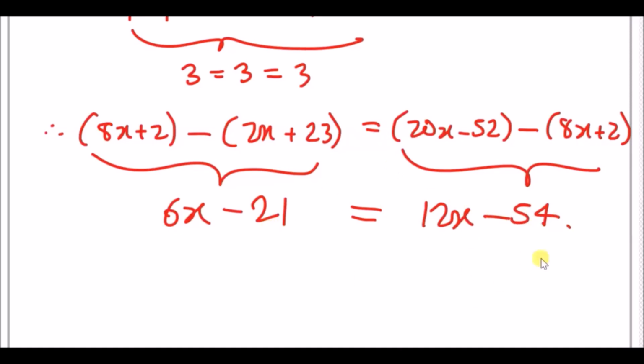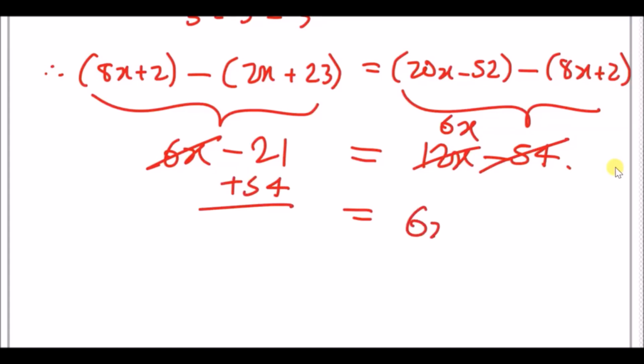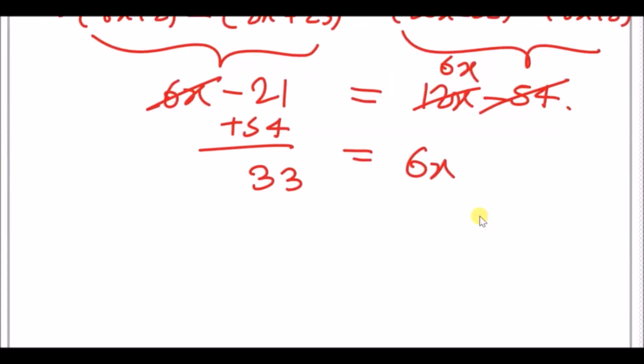So what we could do is make x the subject. So let's make x the subject on the right hand side, because you've got 6x which is smaller and 12x which is bigger. So subtracting 6x, this will disappear and this will drop to 6x. Adding 54, this will disappear and you add 54 here. So we're going to have 6x here. 54 minus 21 is 33. Now we want to divide this by 6. So x is going to equal 33 over 6.